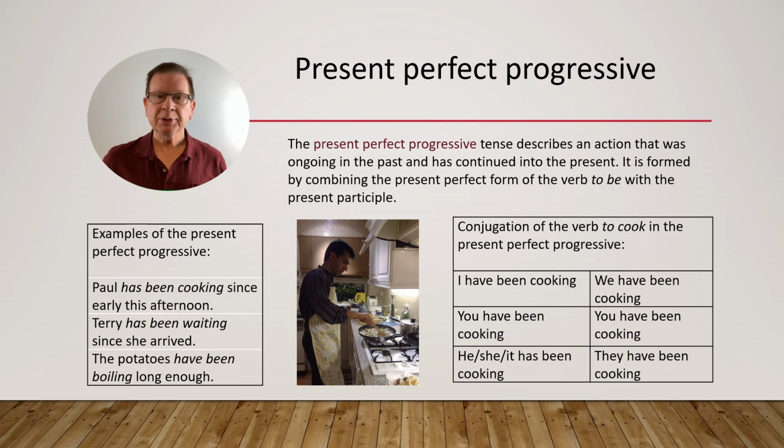Here are some examples of the present perfect progressive. Paul has been cooking since early this afternoon. Terry has been waiting since she arrived. The potatoes have been boiling long enough. And the conjugation of the verb to cook in the present perfect progressive. I have been cooking, you have been cooking, he, she, it has been cooking, we have been cooking, you have been cooking, they have been cooking.